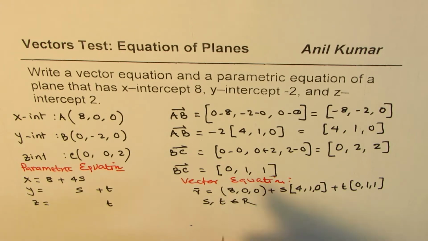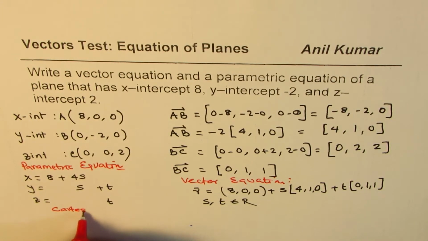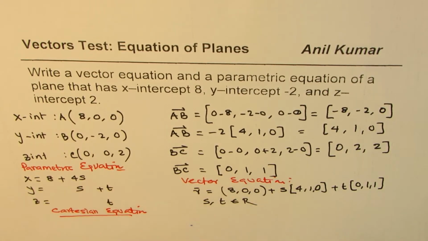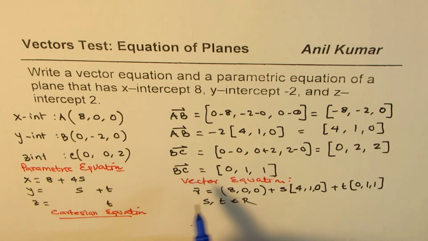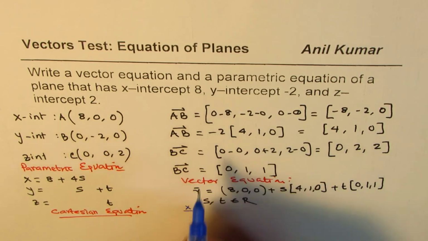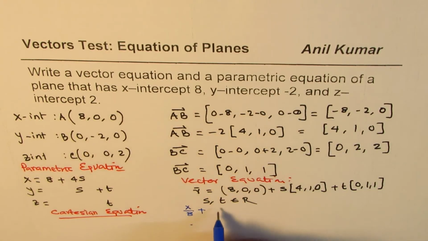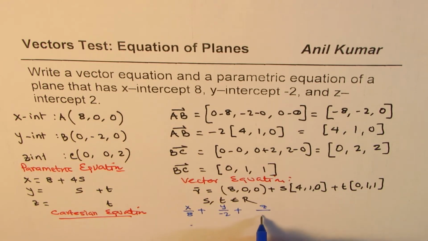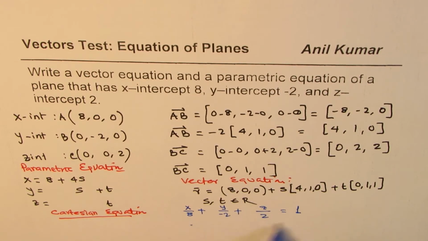Now as an exercise, you need to find the Cartesian equation. You could use any one of them, then convert them, or you could also use a formula here, and that is x over the x-intercept, that is 8, plus y over the y-intercept, which is -2, plus z over the z-intercept, which is 2, equals 1. So when you solve this, you get your Cartesian equation. So that could be the third kind of equation for the given plane.